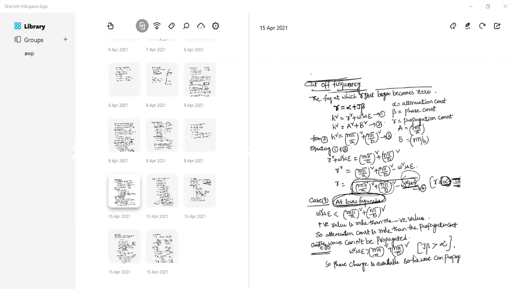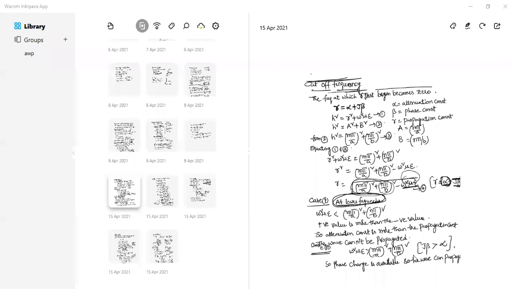For TM mode, we know that Hz is equal to 0 and only Ez exists. We derived Ez. Once we got Ez, we derived the other field components like Ex, Ey, Hx, Hy. After that, I told you there are some important parameters. So what are the important parameters we have studied?